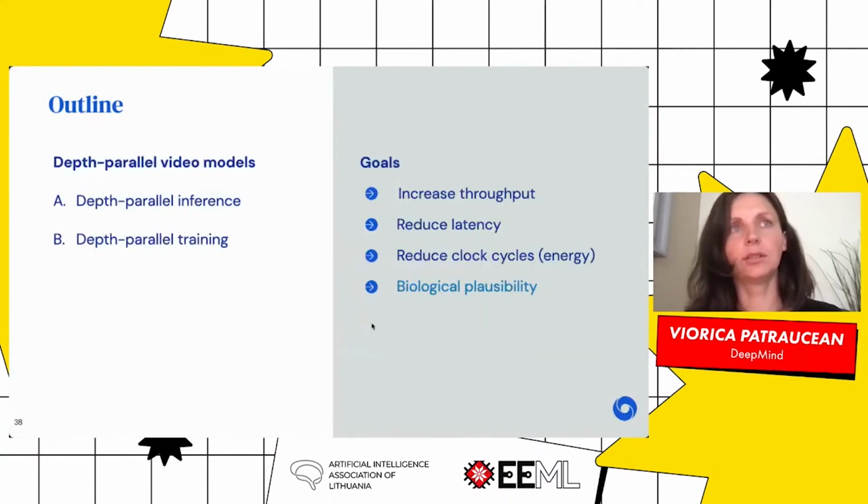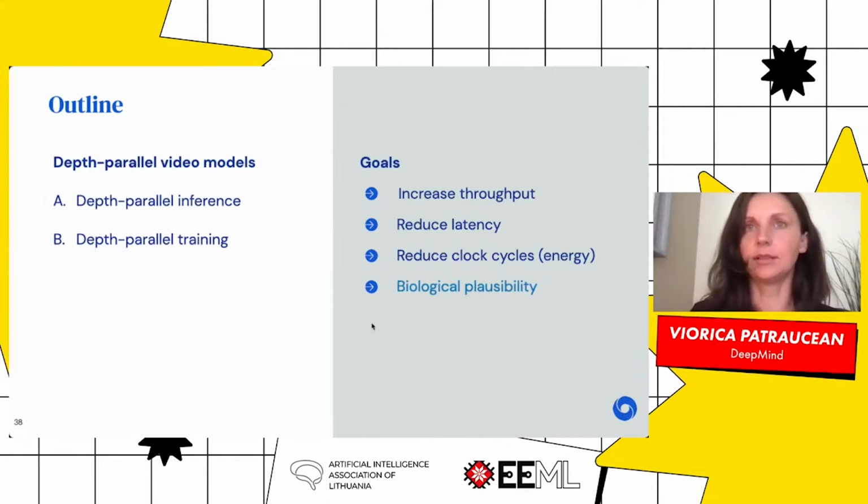I will dive a bit into how we can do depth parallelism at inference time and then at training time. In both cases, the focus is to increase throughput, reduce latency, and then reduce the clock cycles as well, but I won't go much into that. And I'll just mention briefly at the end the biological plausibility aspects.